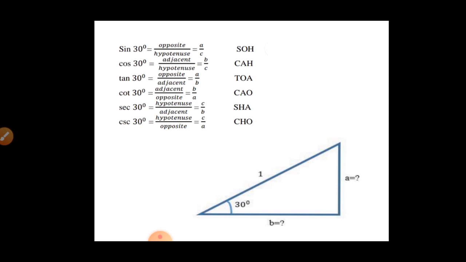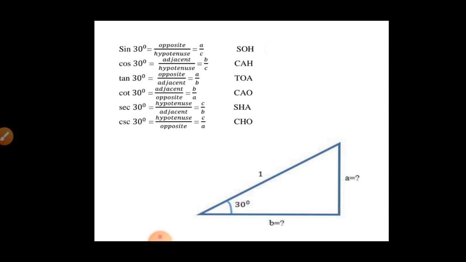Cot 30 degrees is equal to adjacent over opposite is equal to B over A. Sec 30 degrees is hypotenuse over adjacent is equal to C over B. CSC 30 degrees is equal to hypotenuse over opposite is equal to C over A.